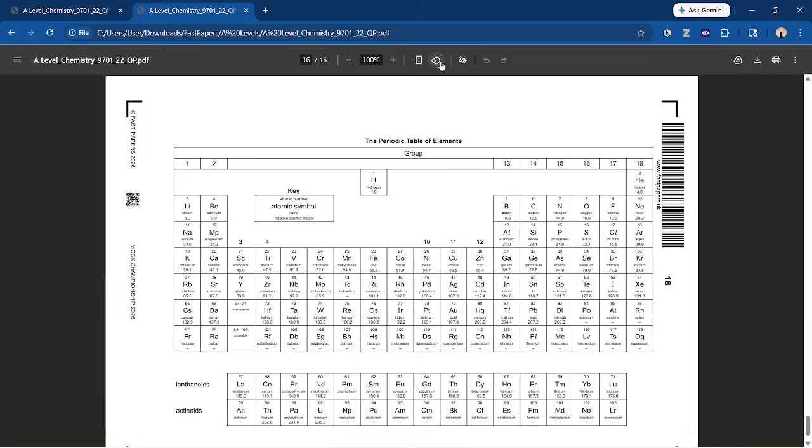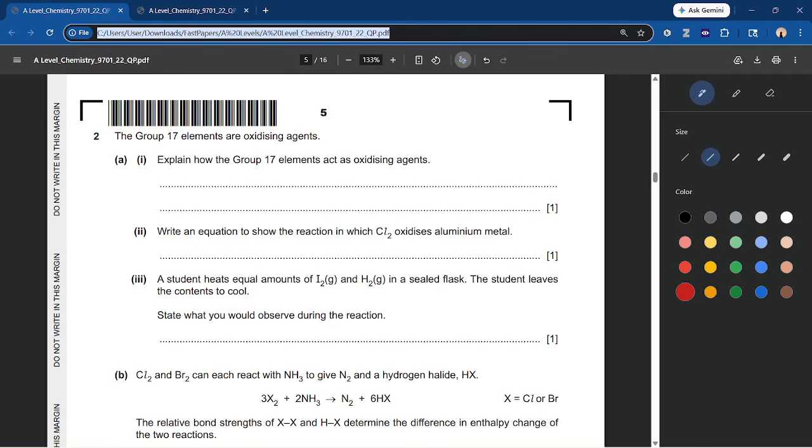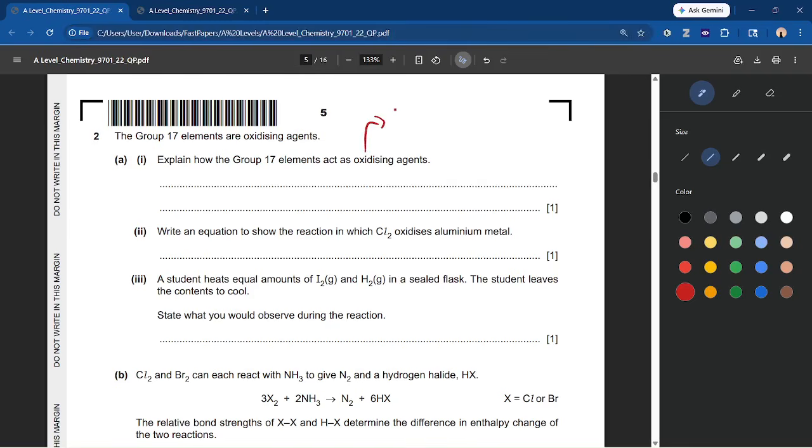So if I just go over here, and we go all the way down here. Flip this. So look, your group 17 elements are all the halogens. Group 17 basically means group 7. So because they're group 7, that means that in their outer shell, they have 7 electrons. So 1, 2, 3, 4, 5, 6, and 7. So keeping this in mind, an oxidizing agent is anything that oxidizes another element.